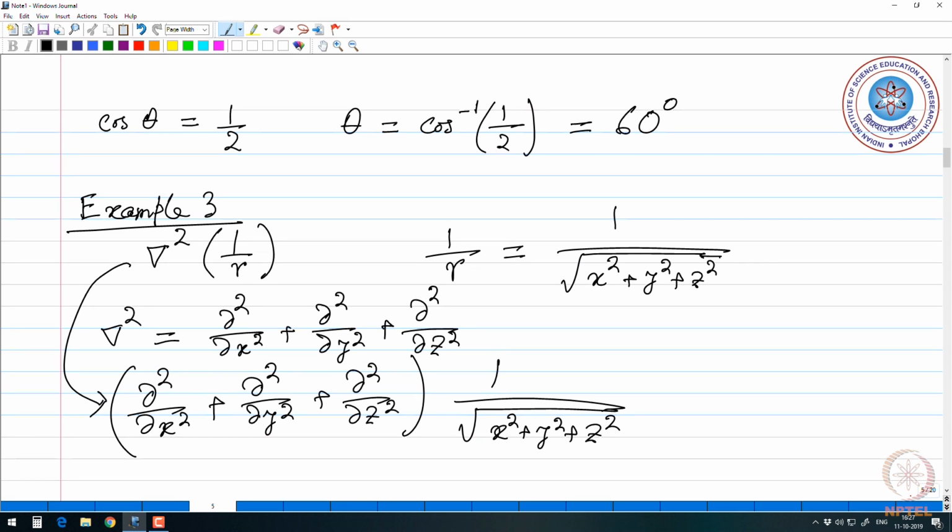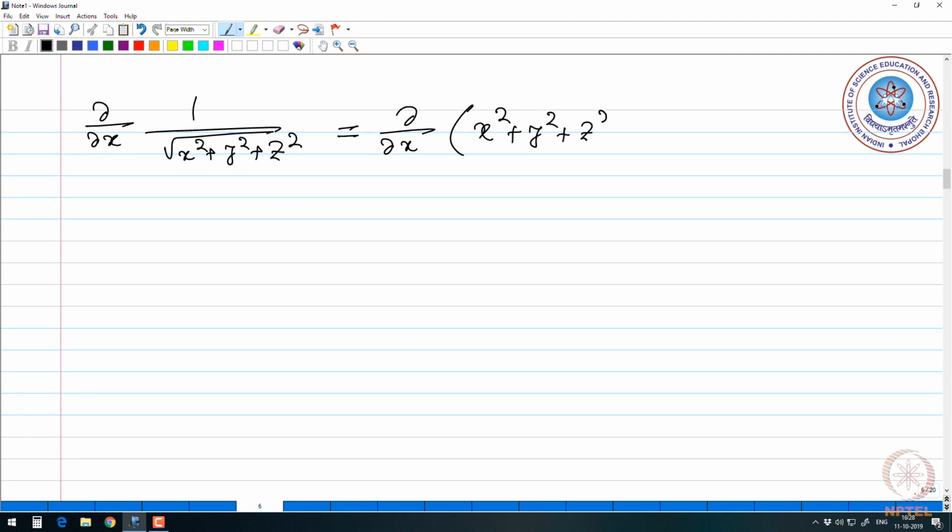Now, let us calculate each part of it separately. If we perform the first partial derivative, del x of 1 over square root of x square plus y square plus z square, what do we get? This is nothing but the power of x square plus y square plus z square becomes minus half, (x square plus y square plus z square) power minus half. This helps us evaluating it, and if we now evaluate, we will find that this quantity is minus x times (x square plus y square plus z square) power minus 3 by 2.